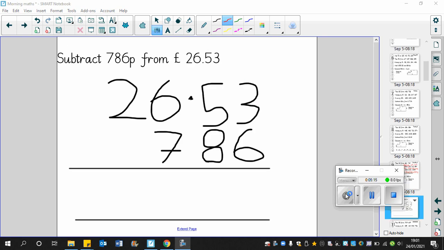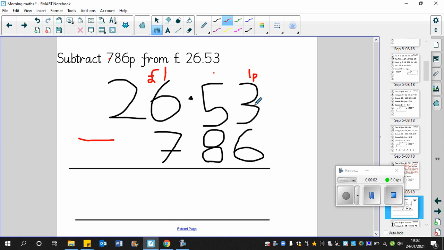Okay, so the next question is subtract 786 pence from £26.53. So we've got the subtraction sign there. Remember, the main thing to remember here is to make sure that the 7, the 8 and the 6 go in the correct columns. So 6 goes in the ones column, 8 goes in the tens column, and 7 goes in the ones column, but this of course is the ones column for pounds. The one on the right hand side is the ones column for pence, so this represents 1 pence, and this is the ones column for pounds, so that represents £1.